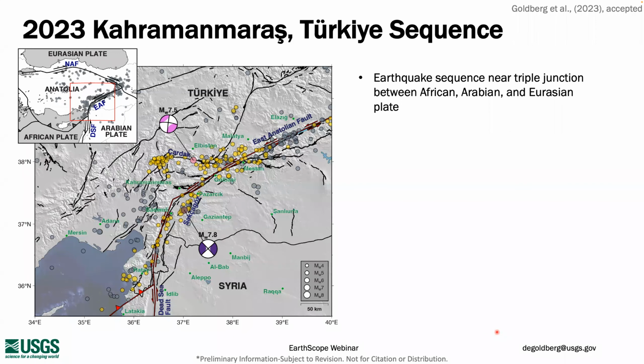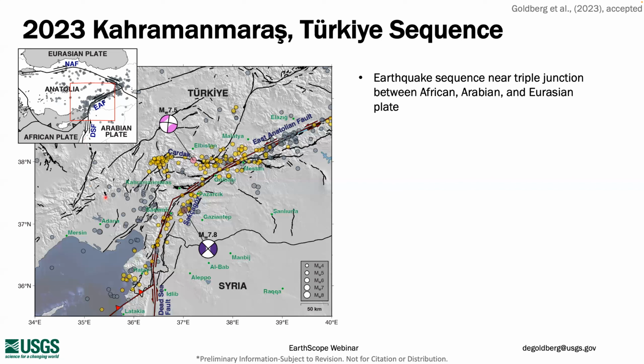So Turkey is located mainly on the Anatolian block you see here, which is part of the larger Eurasian plate. And the regional tectonics in this area are dominated by interactions between the Eurasian, the African, and the Arabian plates, which meet at a triple junction right here, just east of where this earthquake sequence occurred.